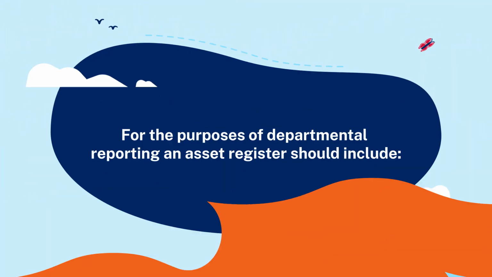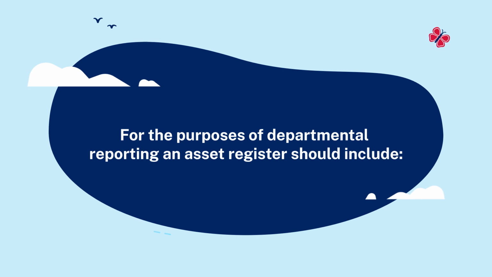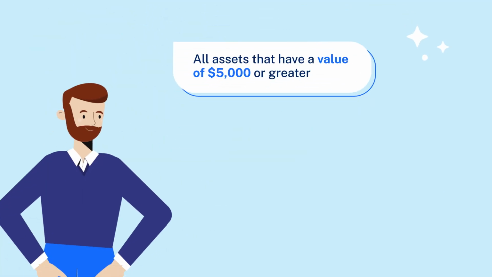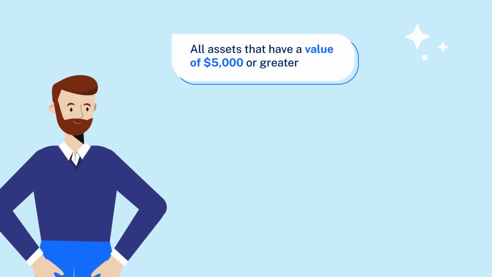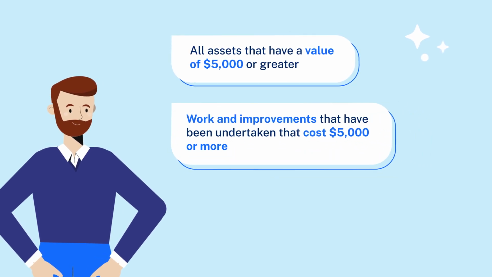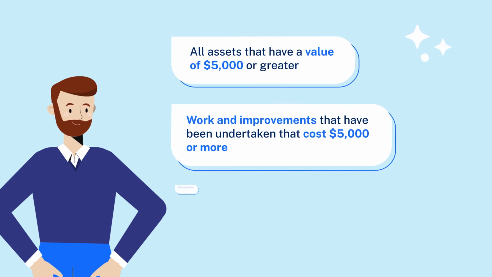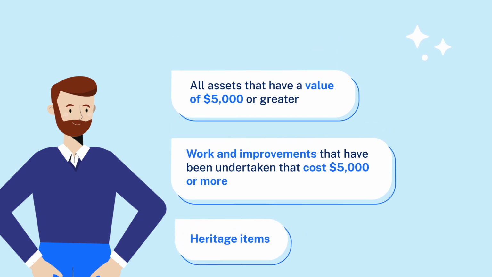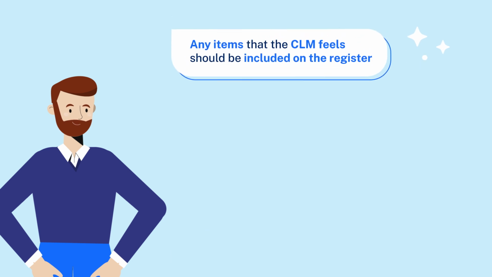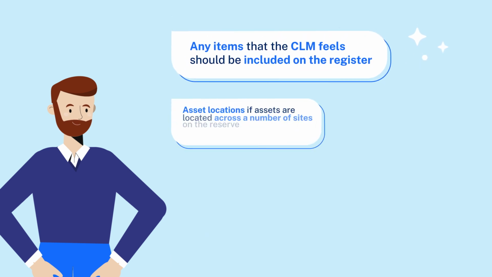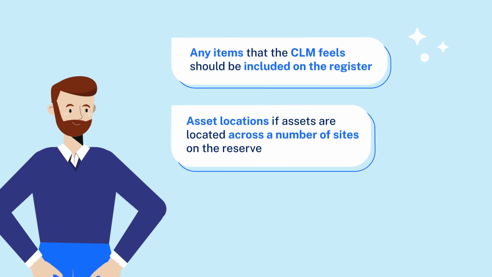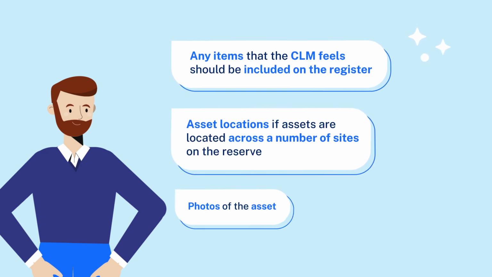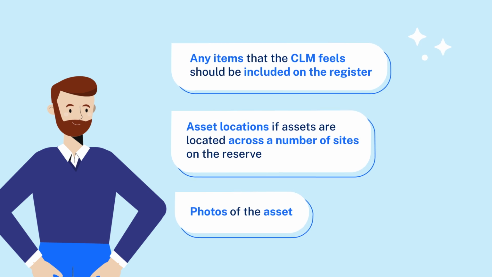For the purposes of departmental reporting, an asset register should include all assets that have a value of $5,000 or greater, work and improvements that have been undertaken that cost $5,000 or more, heritage items, any items that the CLM feels should be included on the register, asset locations, if assets are located across a number of sites on the reserve, and photos of the asset.